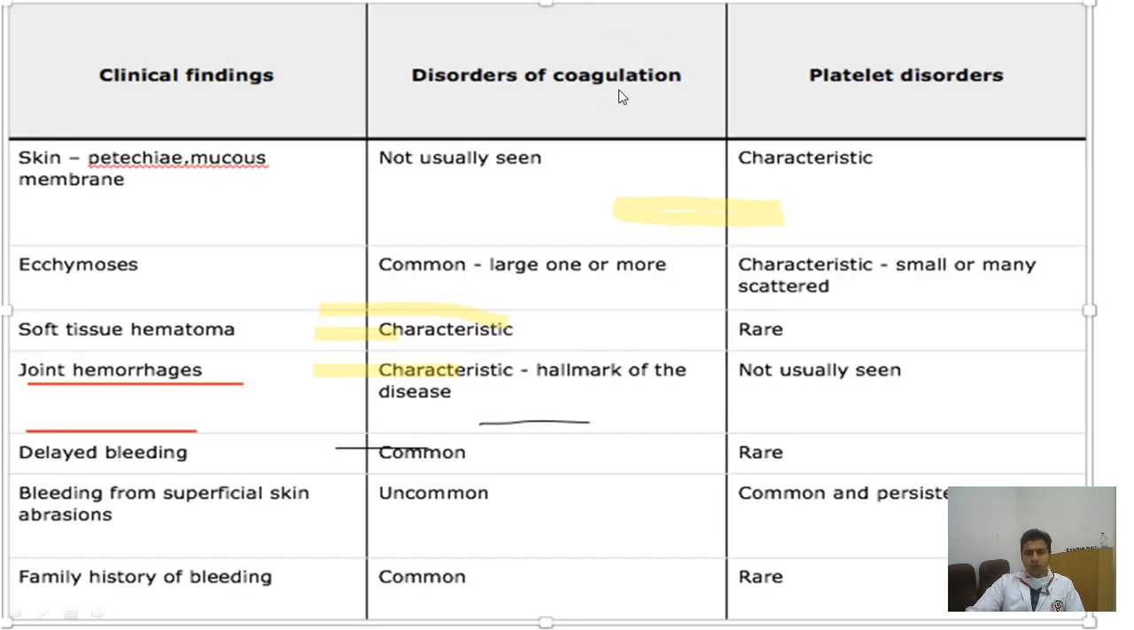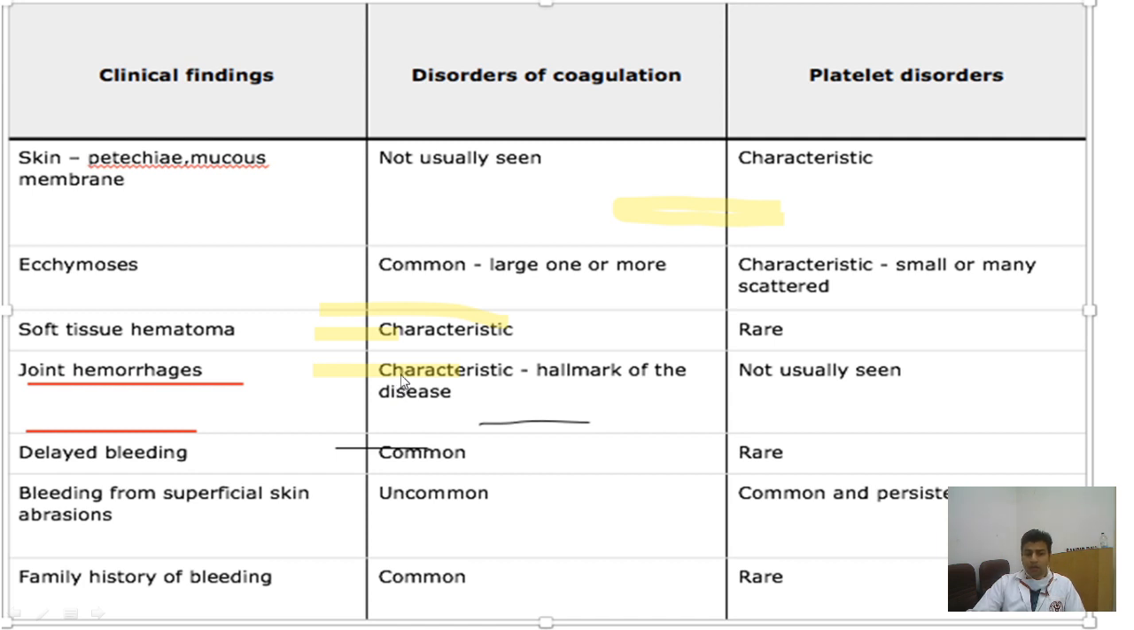So coagulation disorders, which are due to defect in the coagulation factors, and platelet disorders, which are due to defect or fewer number of platelets, have certain characteristics. They are not sacrosanct. Each could be found in any of these, but skin bleeds are usually more common in platelet disorders. Ecchymotic larger ones are common in coagulation disorders. Scattered ones could be seen in platelet disorders. Soft tissue bleed is more common in coagulation disorders. Joint hemorrhages are characteristic of coagulation disorders.